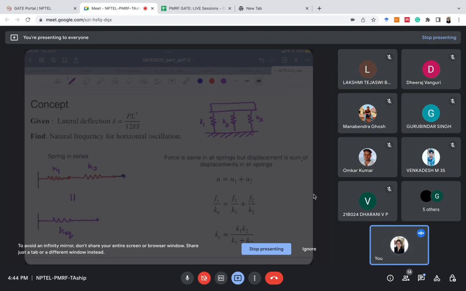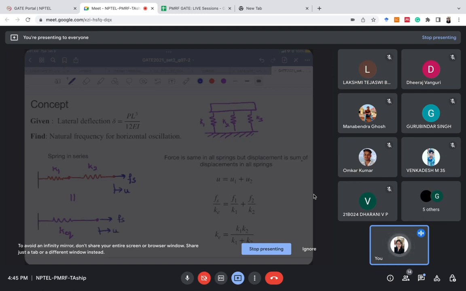Suppose Fs is the applied force. You don't have to remember the derivation, you just have to remember the formula. I'm just explaining it for those who are interested. So this is the formula of applied force Fs, and suppose this is the deflection here. In this equivalent system also, the force and deflection will be the same.